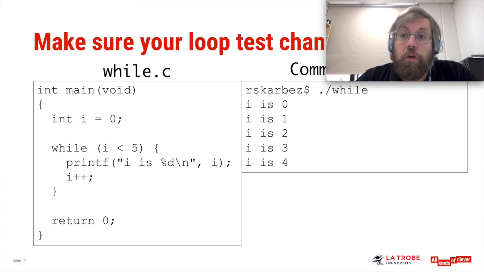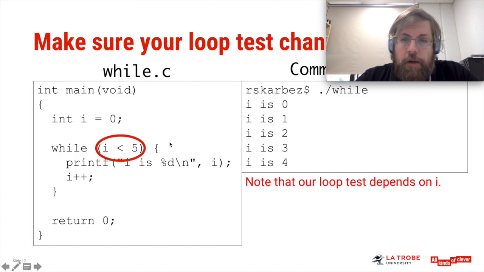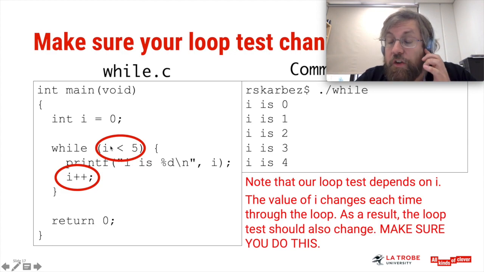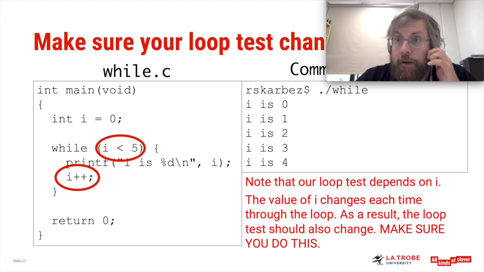Make sure your loop test changes. Your controlling expression, in this case, is i is less than 5. Our loop test depends on the value of i, and the value of i changes every time you execute the loop body. As a result, the loop test will also change. Make sure that you do this. This is really important. If your loop test never changes, you'll never exit the loop, right?